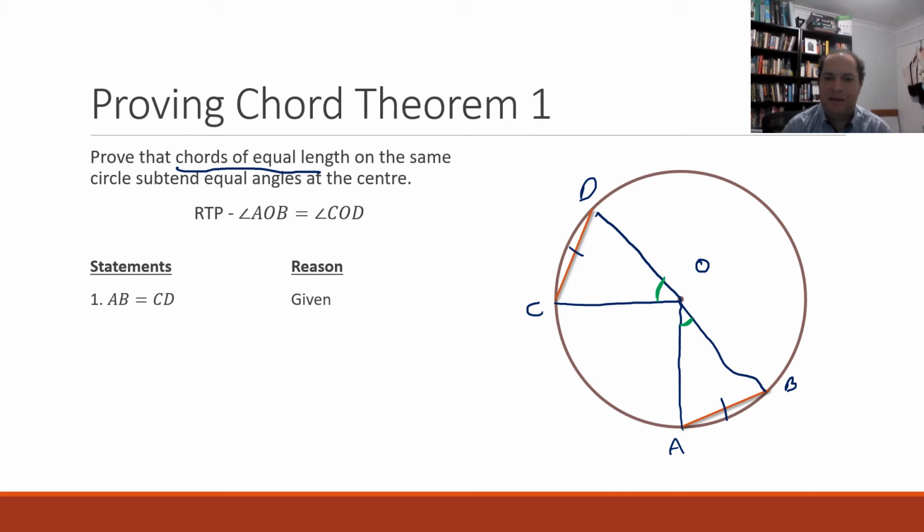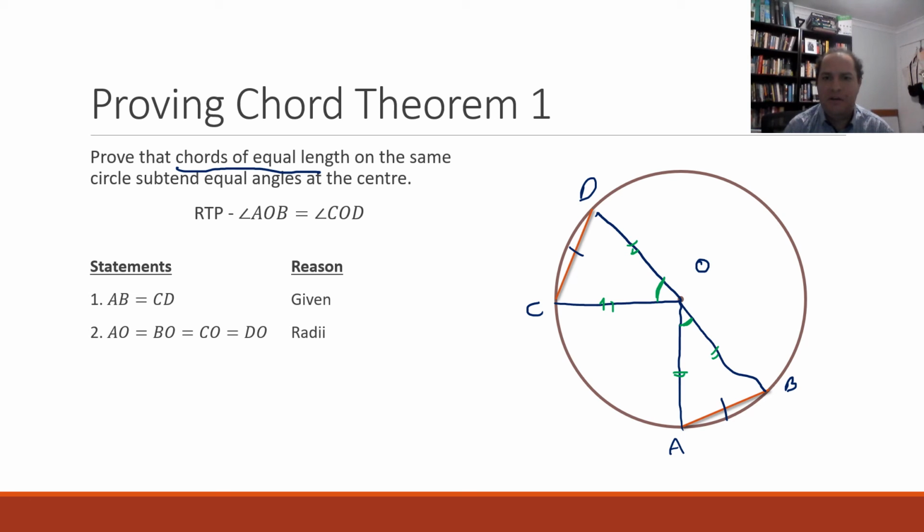Now the other thing we can say is that all of these lines we've used to subtend this angle at the center are actually all the same length because they are all radii of this circle, and the radius of a circle is always the same. So we can say that AO is equal to BO is equal to CO is equal to DO because they are all radii of the same circle.